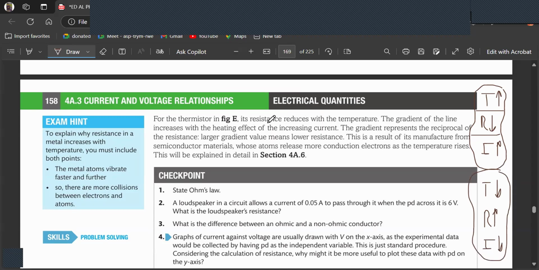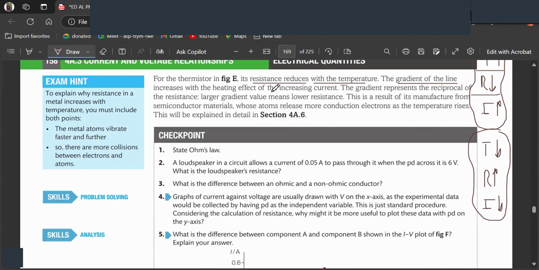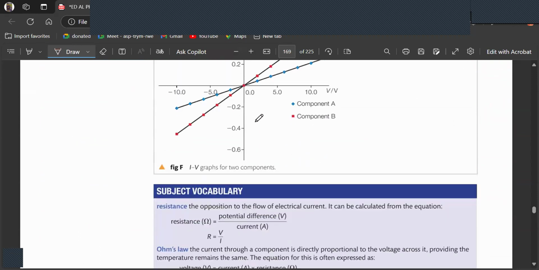So for a thermistor, its resistance reduces with the temperature and the gradient of the line increases with the heating effect of the increasing current. The gradient represents the reciprocal of the resistance and the larger gradient value means lower resistance. This is a result of its manufacture from semiconductor materials whose atoms release more conduction electrons as the temperature rises and will be explained later on as well. Got it?